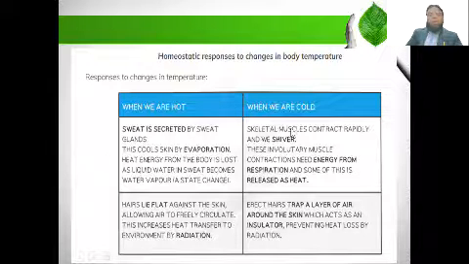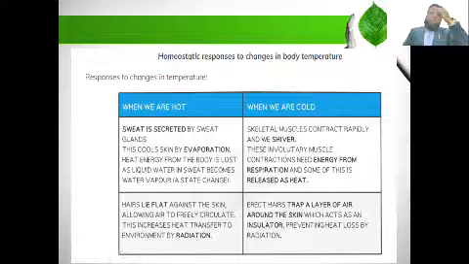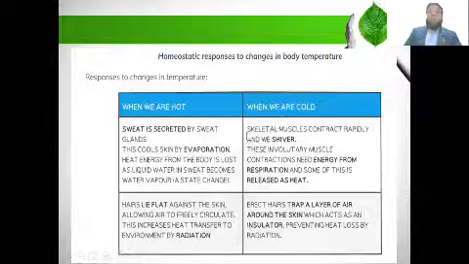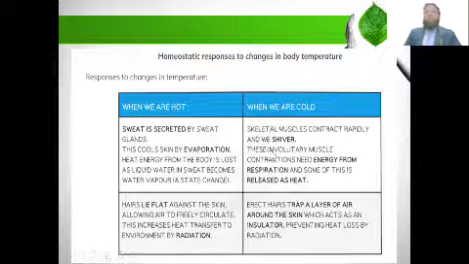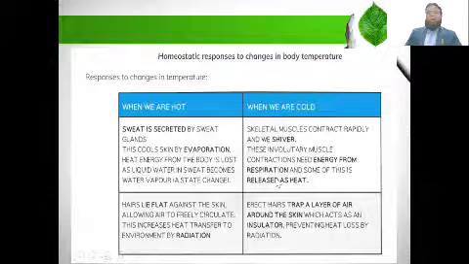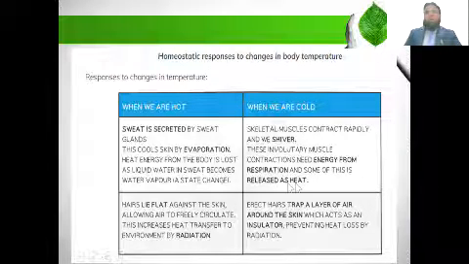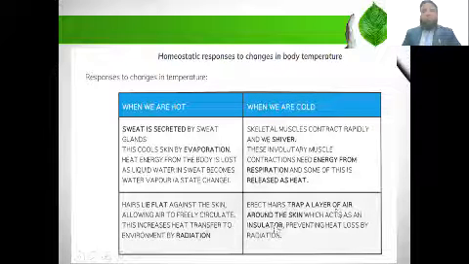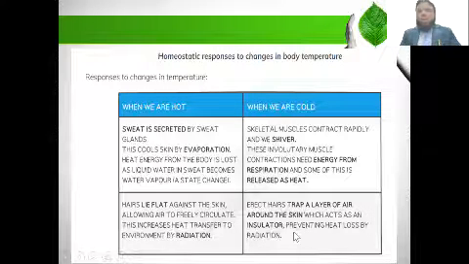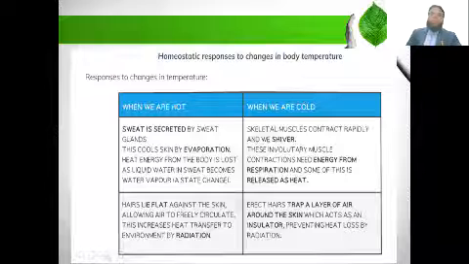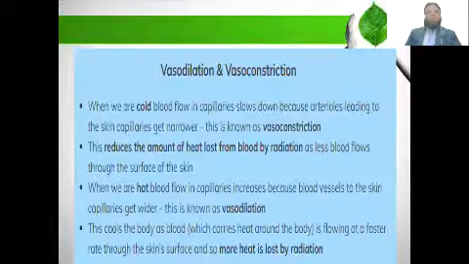Now come to the cold condition. What happens in the cold condition? Skeletal muscles contract rapidly and we shiver. These involuntary muscle contractions need energy from respiration, and some of this is released as heat. Erect hairs trap a layer of air around the skin, which acts as an insulator, preventing heat loss by radiation. This is how the temperature is maintained in the cold condition.